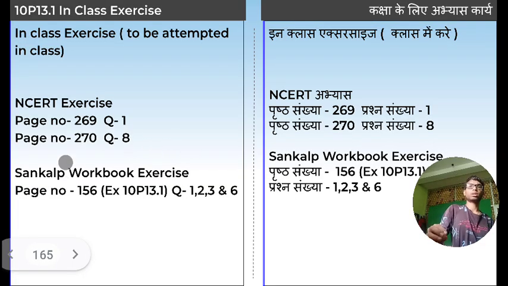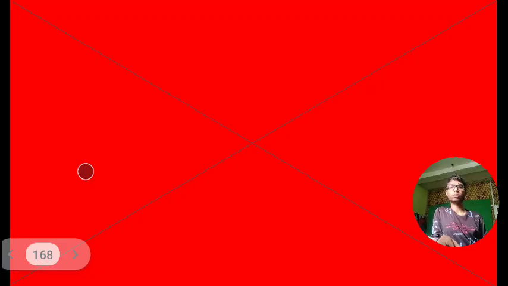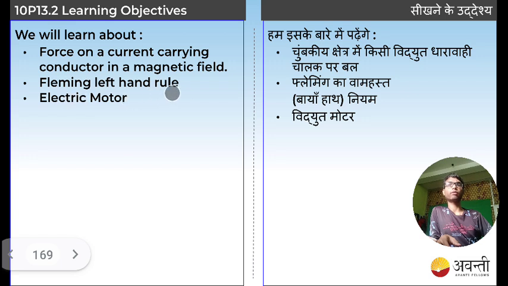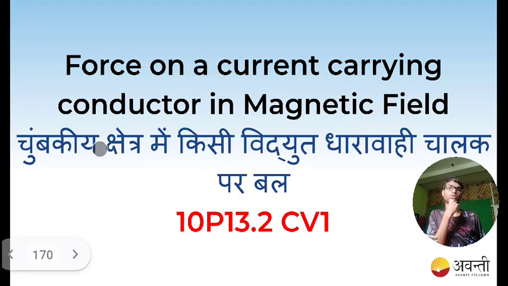Now, next question we have. So all this is for you. We will learn about the force on a current carrying conductor in a magnetic field, Fleming's left hand rule, and the electric motor. All this will be talked about. Force on a current carrying conductor in a magnetic field.